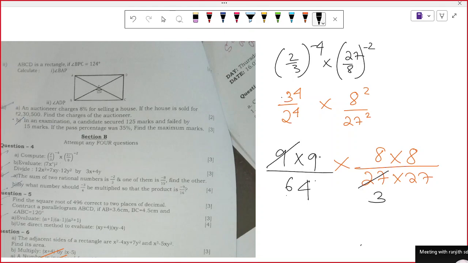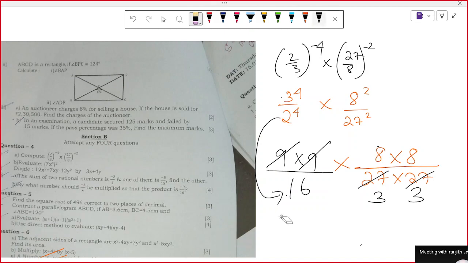9 1s are 9, 3 9s are 27. Then again 9 1s are 9, 3 9s are 27. Then this side, how many values get cancelled? Is it 64? Sorry, 16. It's 2 to the power of 4, 16. Correct. I got it as 4 by 9. It's not 64, it's 16.